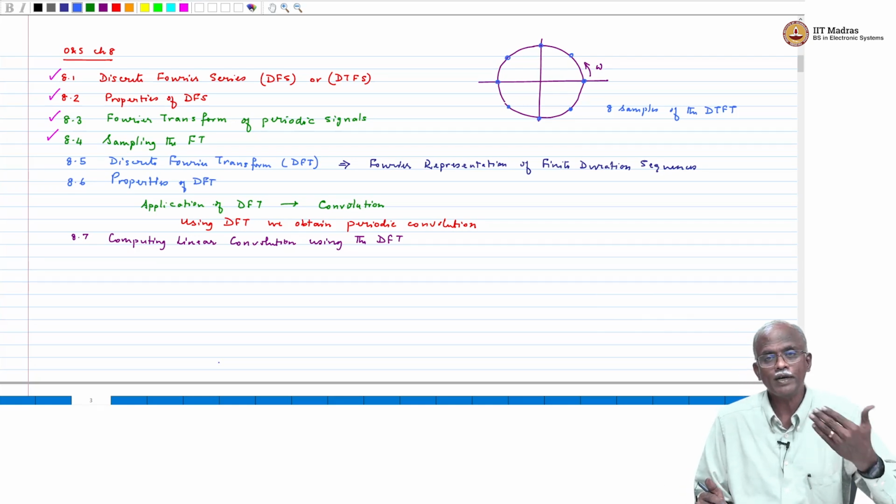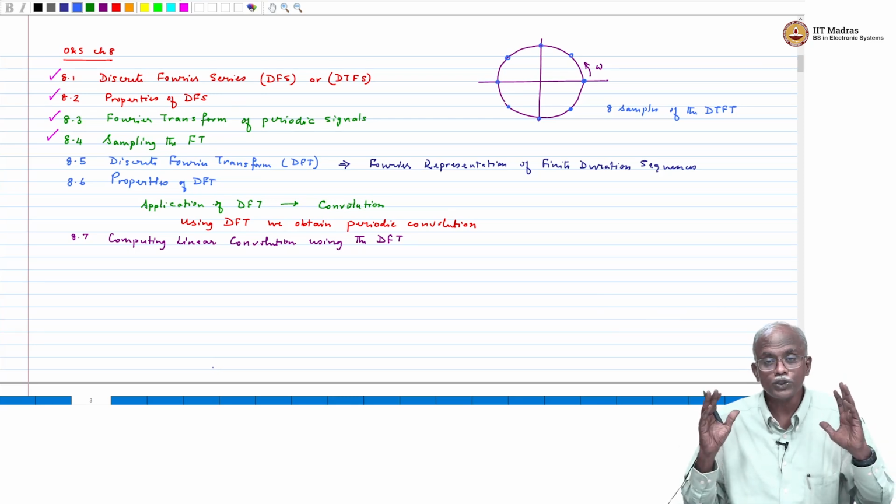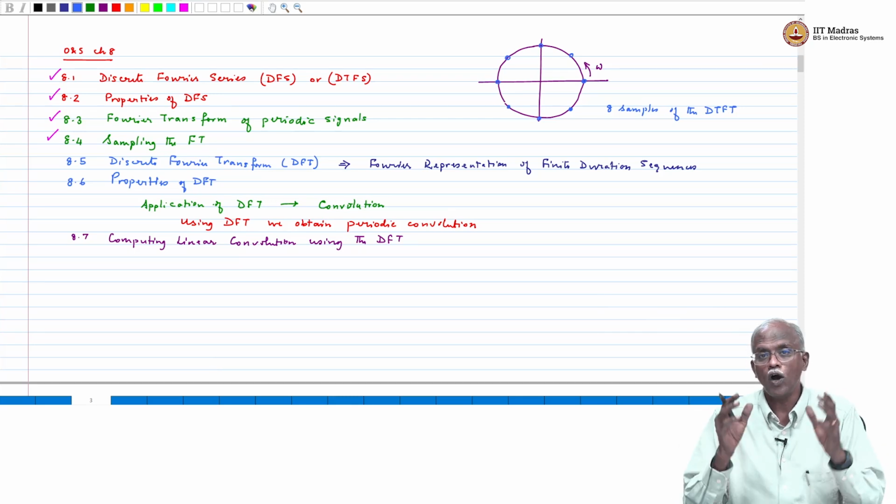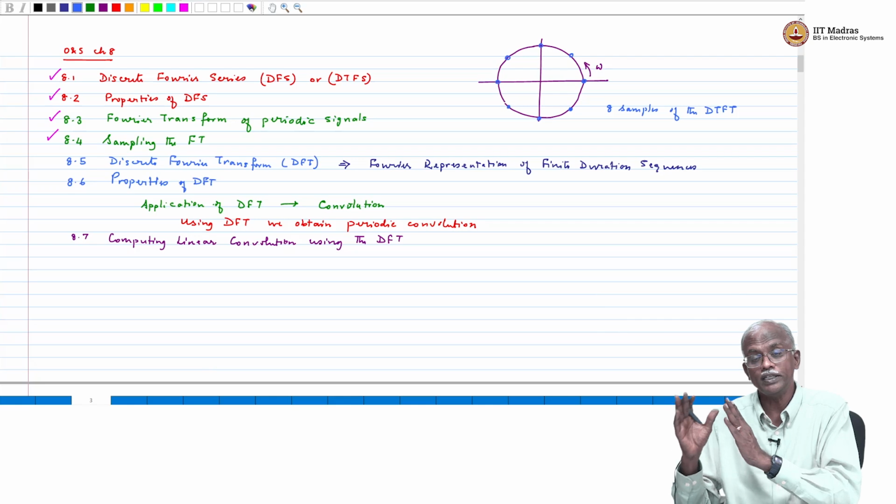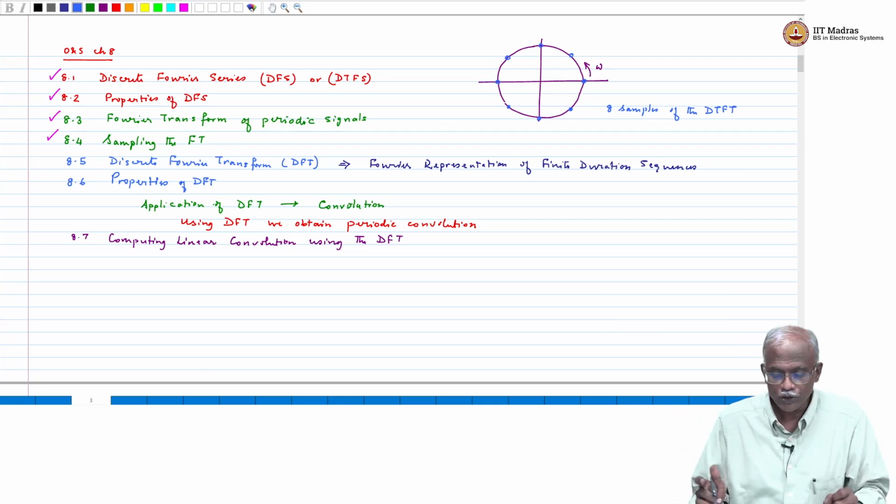And then we will look at several examples, and finally we will ask the question, what is the most efficient implementation of the discrete Fourier transform? The answer will be the fast Fourier transform. So that is our plan that we will complete in the next session.